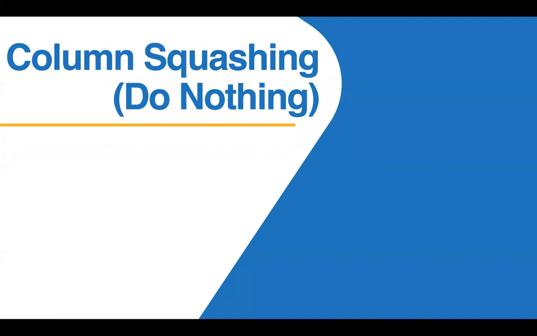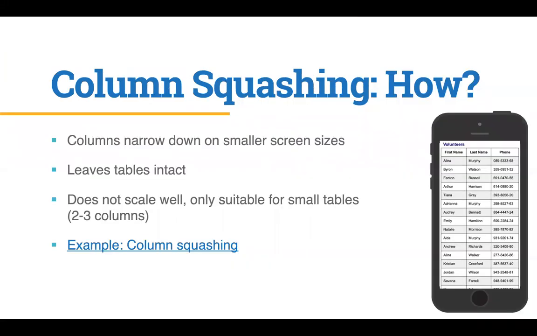So the first strategy that we're going to look at is column squashing. You might as well describe this solution as doing nothing. It's not necessarily a responsible thing to squash things or make them more narrow. That's been done for years, way before responsive design came along. So this is a strategy where you just make the columns smaller on smaller screen sizes, and you basically squash the width of each column.